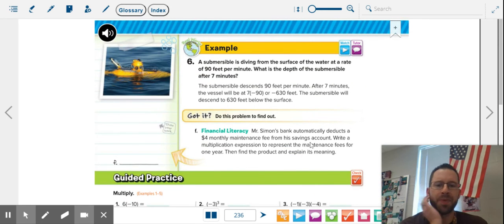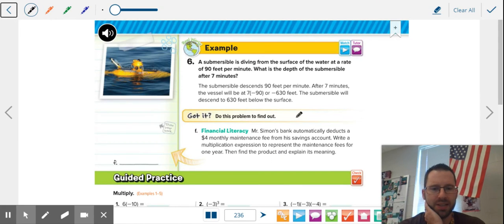Let's look at a word problem. Mr. Simon's bank automatically deducts $4 monthly, so it deducts $4 every month from his savings account. Write a multiplication expression to represent maintenance fees for 1 year. How many months are in a year? 12 months. So negative 4 times 12, it's a negative times a positive. 1 negative means altogether it's a negative $48. Don't forget, with a word problem, you have to have a label.